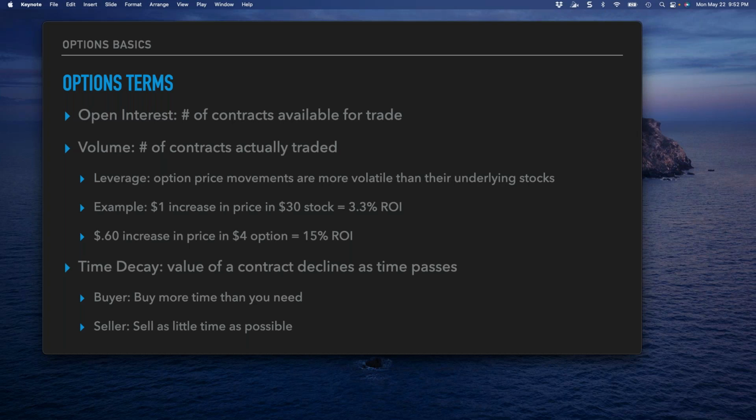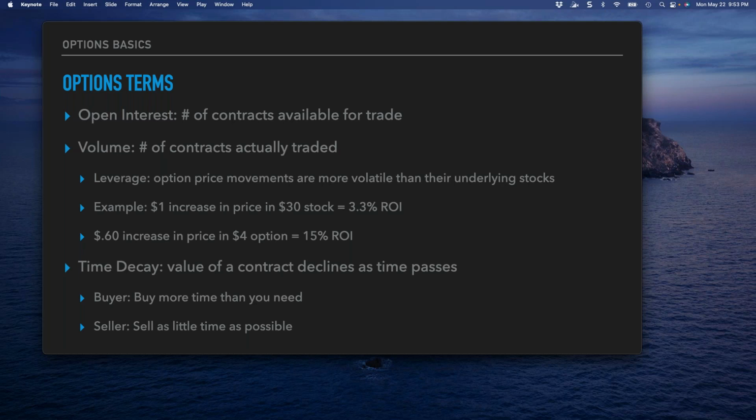Now, that sounds really nice, and that does mean that when you're correct as an option buyer, you can stand to make more money. But leverage also cuts both ways for buyers. If the stock drops to $29, you would also lose 15% in the option as well, whereas in the stock you'd only lose 3.3%.